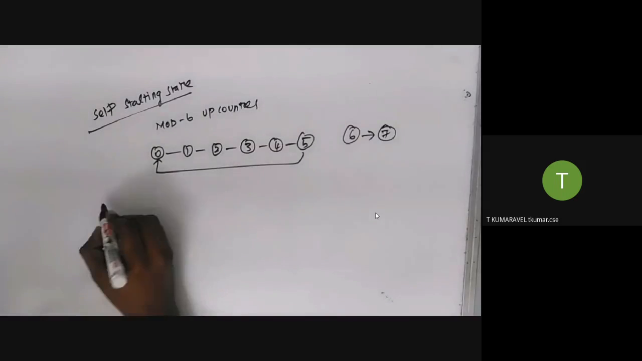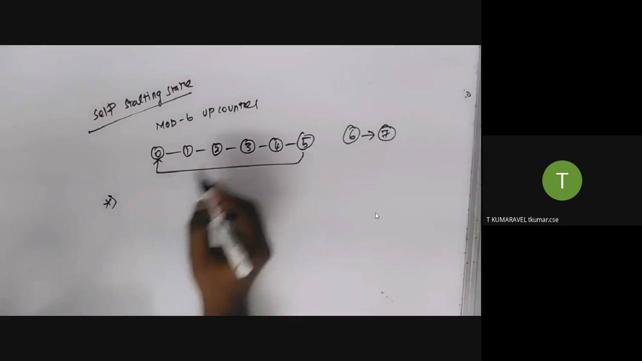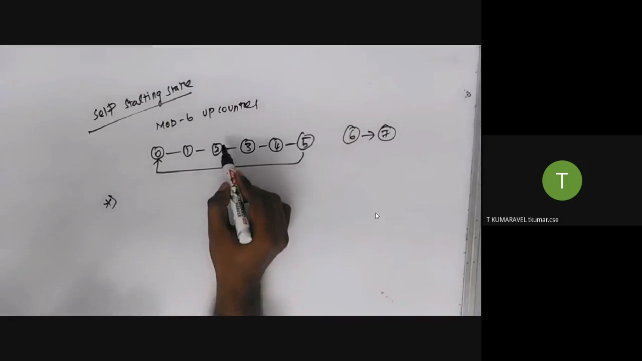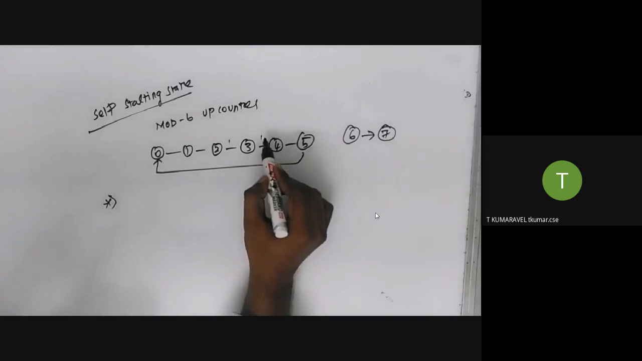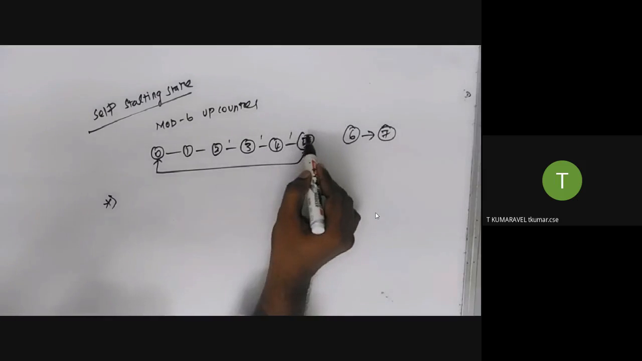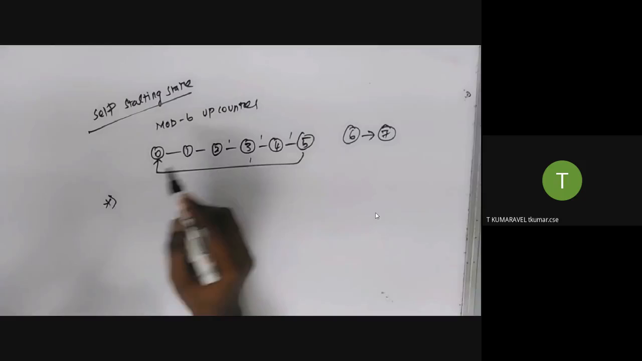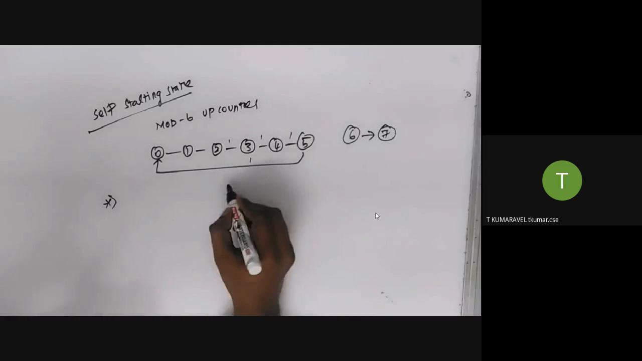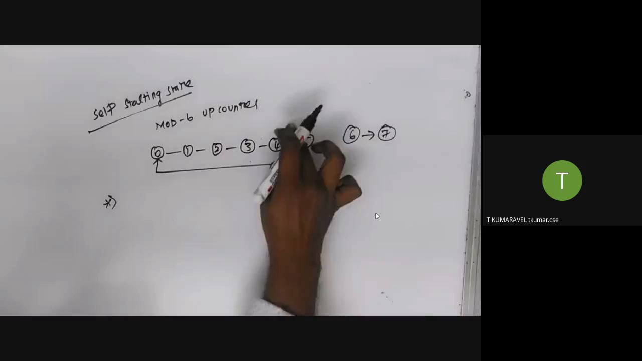Suppose I am in the second state. If I provide one clock cycle, I will reach the third state. Again, with the next clock cycle I will reach the fourth, then the fifth. With one more clock cycle, I will reach the starting state. Similarly for the rest of the states.